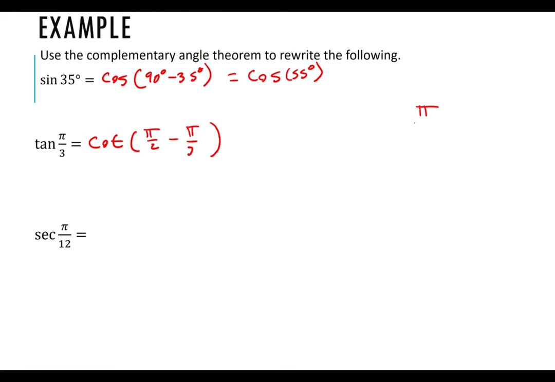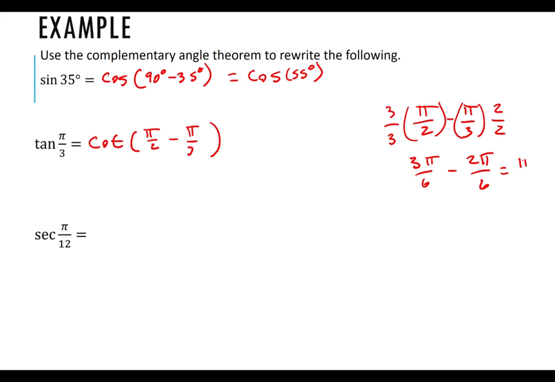And so pi halves minus pi thirds, finding a common denominator, that's going to be multiply by 1 in disguise, multiply by 1 in disguise. I get that this is 3 pi sixths minus 2 pi sixths. 3 pi minus 2 pi, that's going to be pi sixths. And so I claim that tangent of pi thirds is the exact same thing as cotangent of pi sixths.